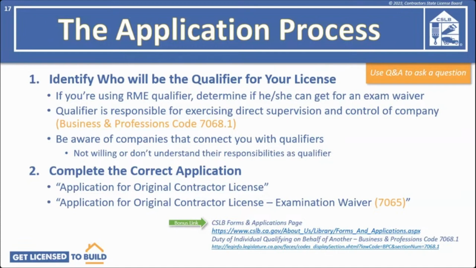Be aware of companies you pay to connect you with a licensed qualifier. In some cases, these qualifiers cannot exercise the direct supervision needed, or they aren't willing or don't understand their role as a qualifier. Next, make sure you complete the correct application. There are two options: 1, application for original contractor's license, or 2, application for original contractor's license examination waiver 7065. We've got links to both at the bottom of the page.